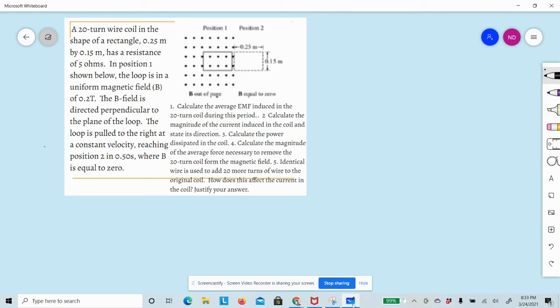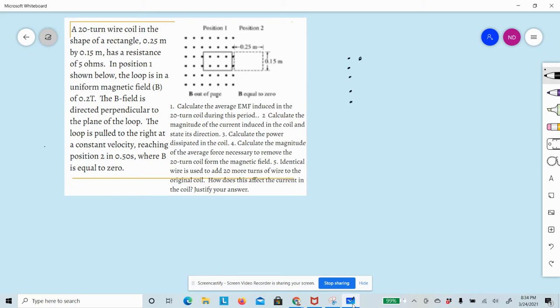Let's see, what do we have? 20 turns of wire in the shape of a rectangle has a resistance of 5 ohms in the position shown. The loop is in a uniform magnetic field of 0.2 of a Tesla. The B field is directed perpendicular to the plane of the loop and pulled to the right. So very important. I'm going to redraw the problem so I can work on it.